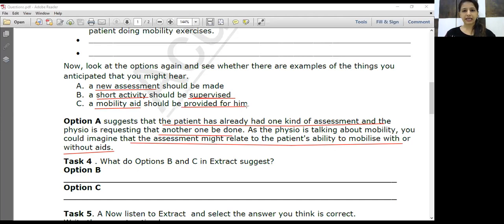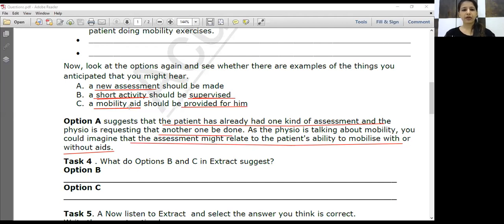Now, when you start listening, obviously you won't be able to hear the words exactly as "new assessment." You would not be able to hear the words "short activity." Neither would you hear the words exactly as "mobility aid," right? But they might name that activity. They might name that device that a patient is going to need. So answer choices will still be inferential, but you are not looking for the summary of the whole discussion. You're just looking for a thing that needs to be done in the future, not the things which have already been done.